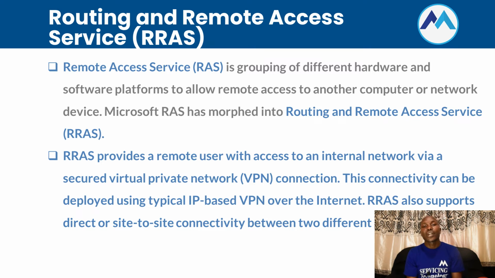This connectivity can be deployed using a typical IP-based VPN over the internet, or through an internet service provider, ISP. It can be deployed through dial-up services by allowing remote users to connect with the organizational network after authentication. RRAS also supports site-to-site connectivity between two different remote servers.